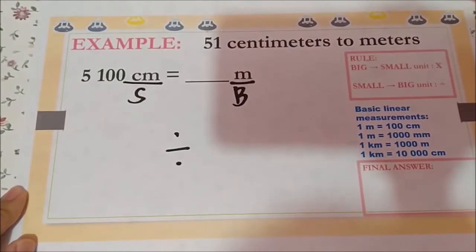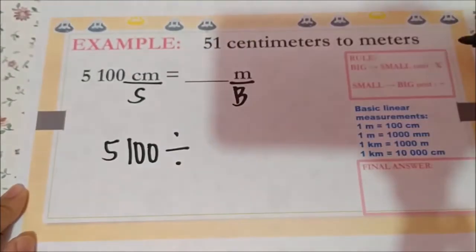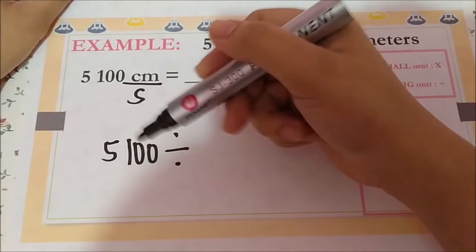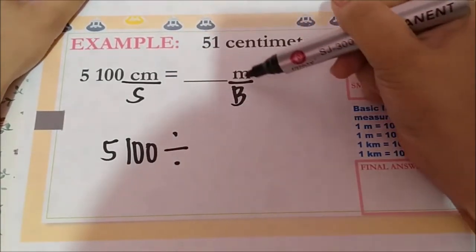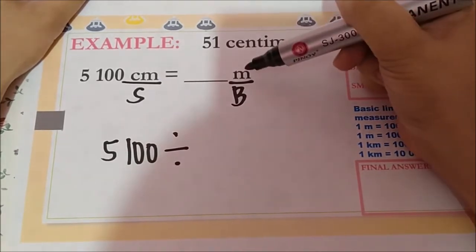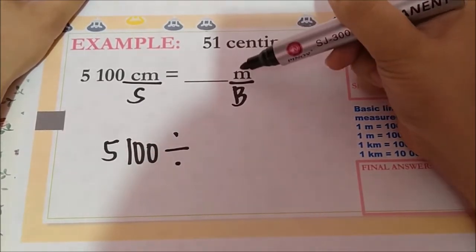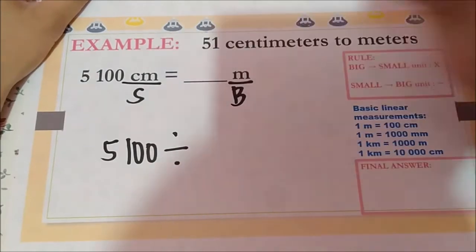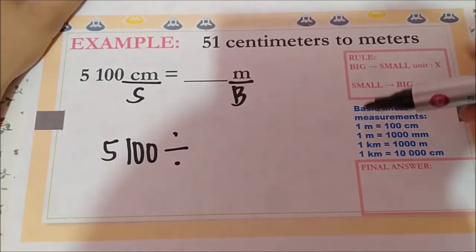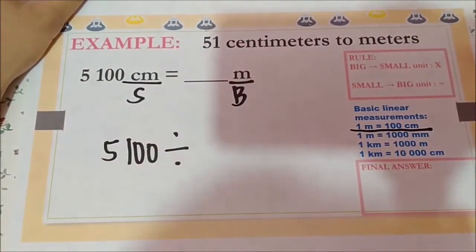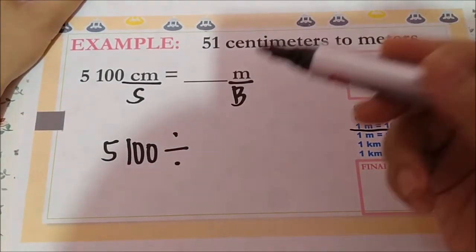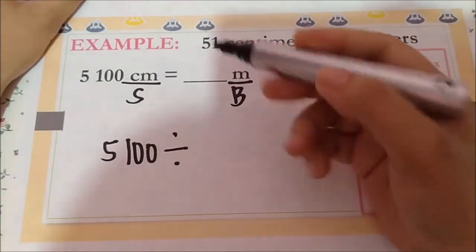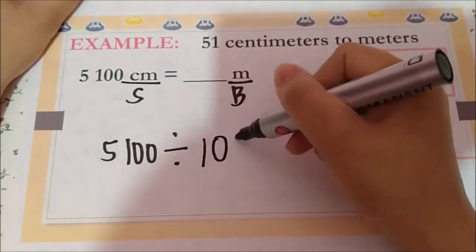But you need to identify what number you're going to divide. That is the 5,100, the given. But by which number are you going to divide the 5,100? Focus on the bigger unit. If that is equal to 1 meter, how many centimeters will there be? Looking here, 1 meter is equal to 100 centimeters. That's why the number to divide 5,100 by is 100.